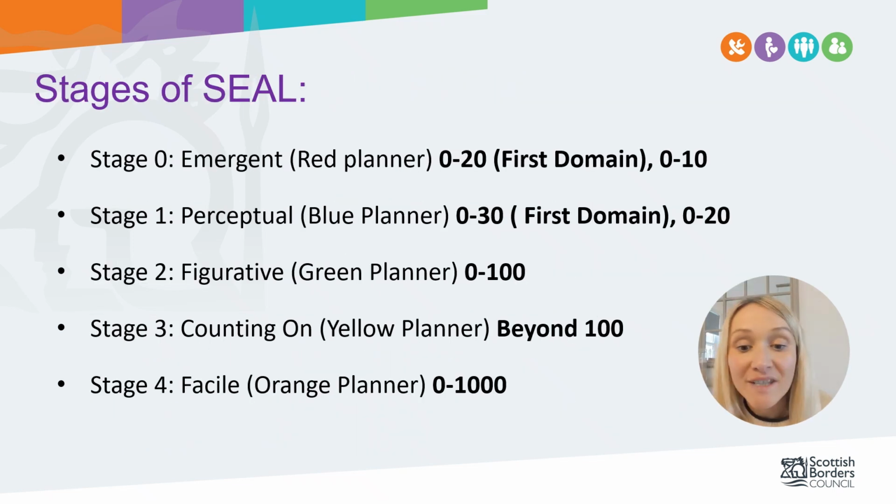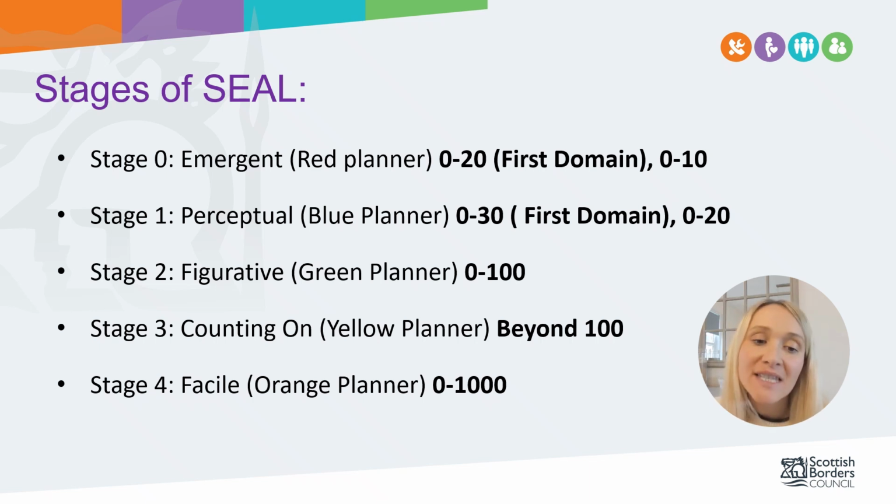So we're coming on now to discuss the different stages of SEAL. The first stage is described as stage 0, and it's called the emergent stage, and it's outlined in the red planner. Now the number range for this planner is, you're working with numbers 0 to 20 for the first column, but for the rest of the planner, you're working within the range of 0 to 10.